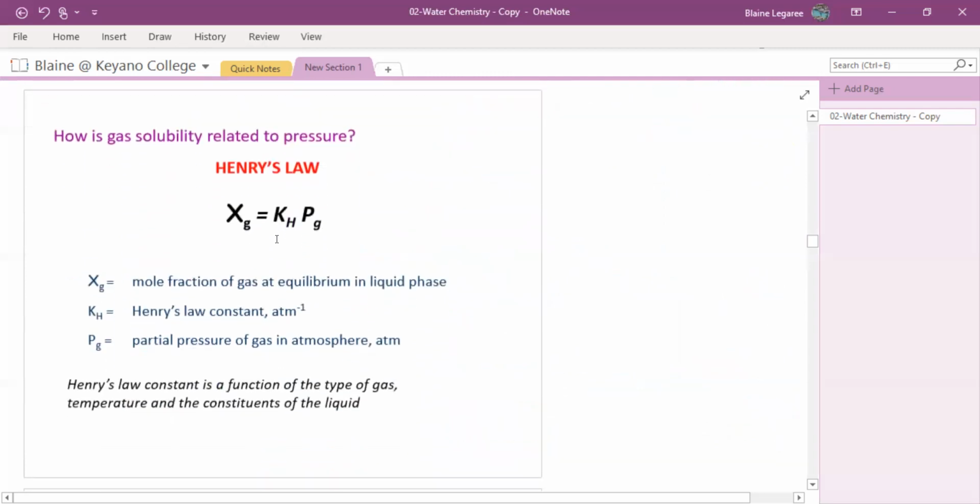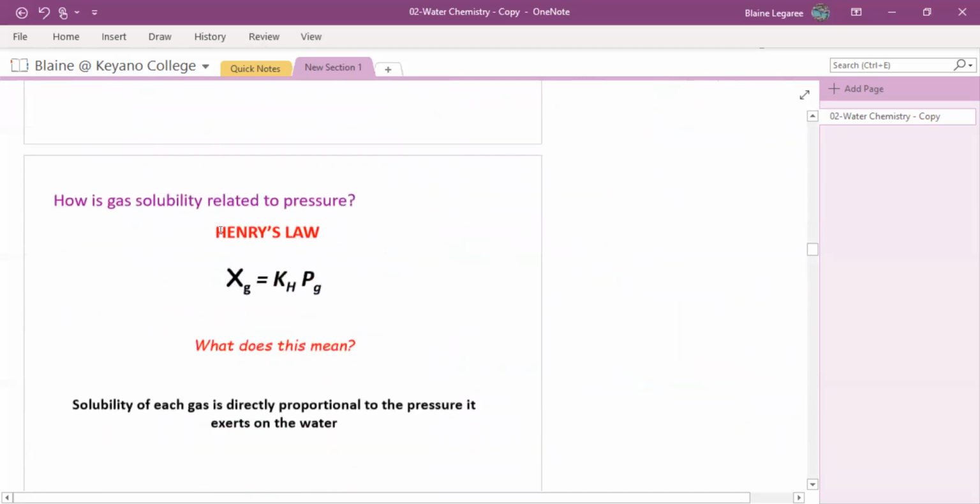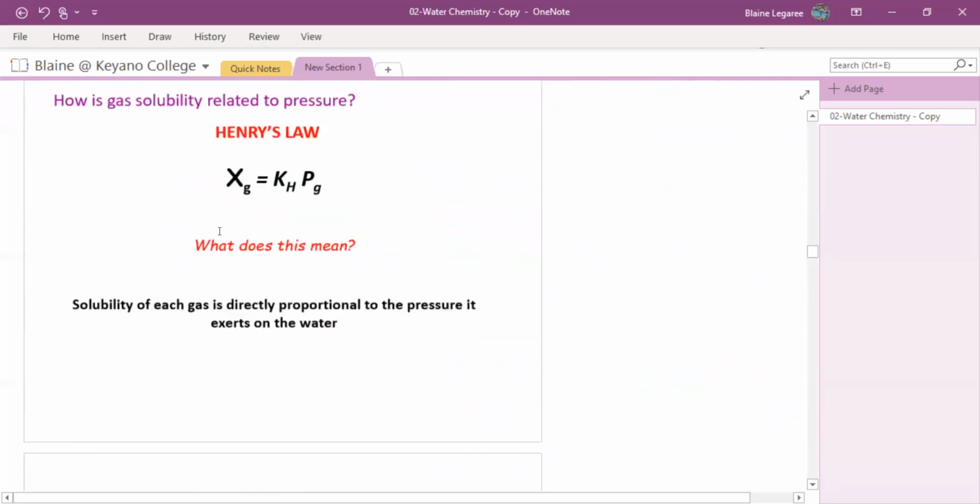So before we get to oxygen, one thing to consider is how much gas is in a solution is actually related to pressure. So this is something called Henry's law. Don't worry about this formula. What I want you to think about is what this formula says though. So this is the amount of gas in solution and it's related to the amount of pressure. So what that means is that the amount of gas in a solution is directly proportional to the amount of that gas that's in the atmosphere around that water.